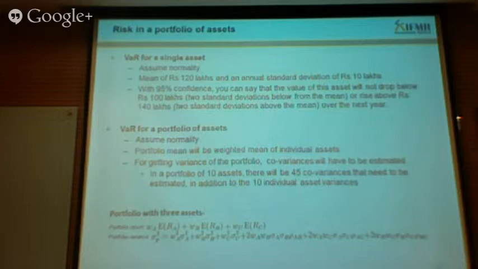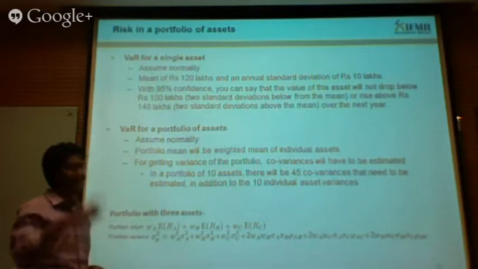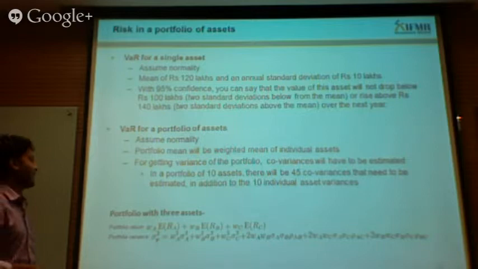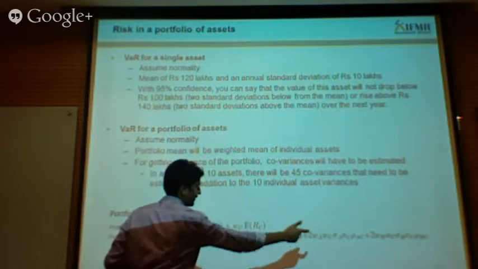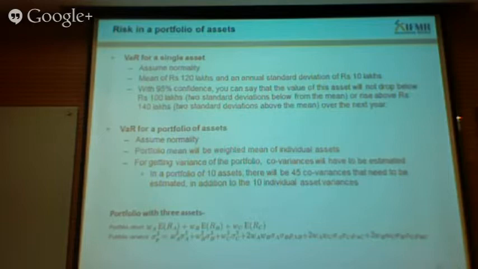So for 10 assets, the number of covariances will be 10C2, 10 combination 2. There'll be 45 covariances which you'll have to estimate. And this is for three assets, the variance. For 10 assets, there are going to be 45 such covariance terms. So it becomes extremely complicated to try and get an idea about risk in a portfolio of assets in which all of them may have some kind of correlation.